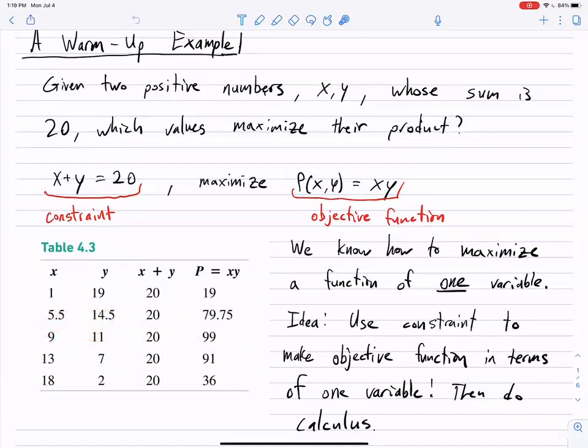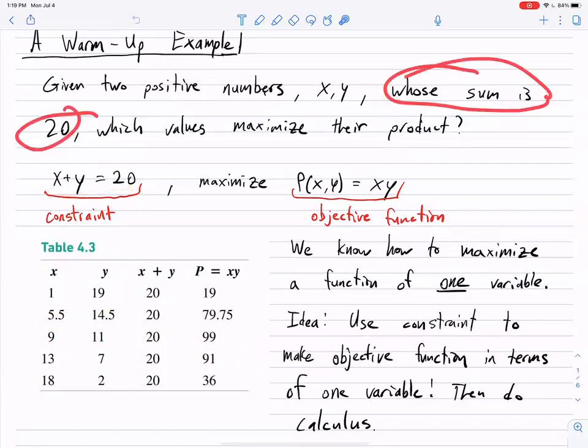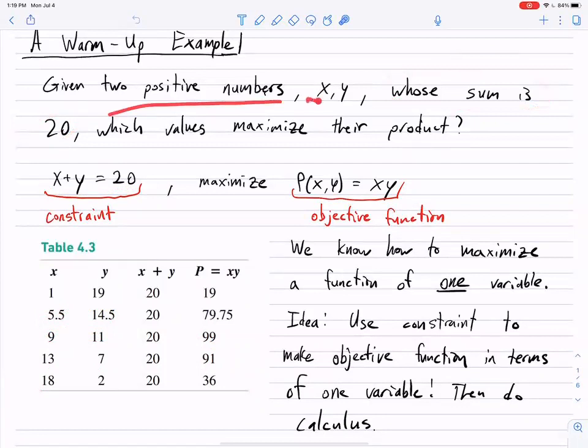Because their sum is 20, that's our constraint. If we didn't have that constraint, if we just had two positive numbers, x and y, which values maximize their product, that wouldn't make any sense, right? Obviously x could get as big as you want, y could get as big as you want, and you can have an arbitrarily large product. So this is why the constraint is very important. In order to maximize or optimize something, we need to have a constraint.